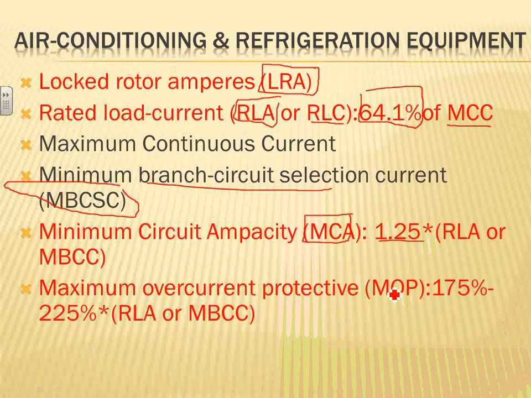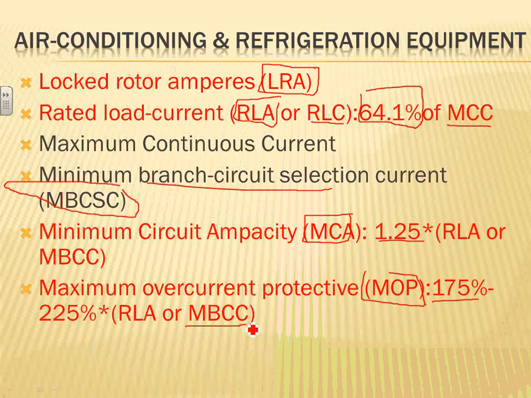Maximum overcurrent protection device, that's also on the nameplate, like you've seen. They size it at 175%, or 225%, times the rated load amps for the compressor, or the minimum branch circuit selection current, whichever is larger. The good news is we don't have to go that route, because then you have to size it for the compressor, and then there are condenser fans you have to add, and you get into all the sizes. So the manufacturer will stamp it with MOP. You see the MOP, you follow the MOP on the nameplate.